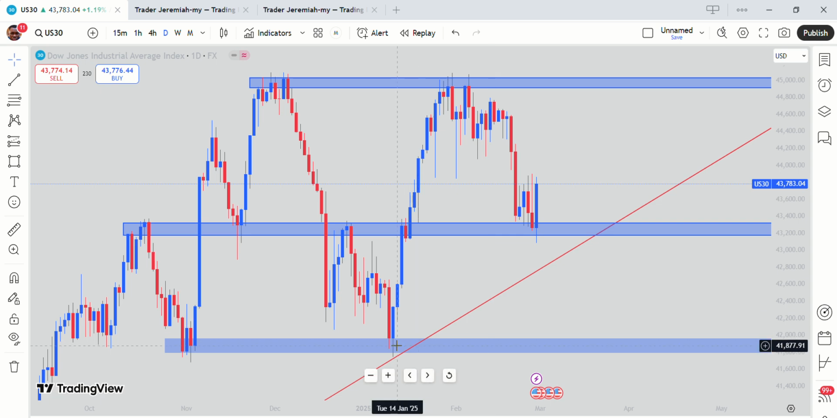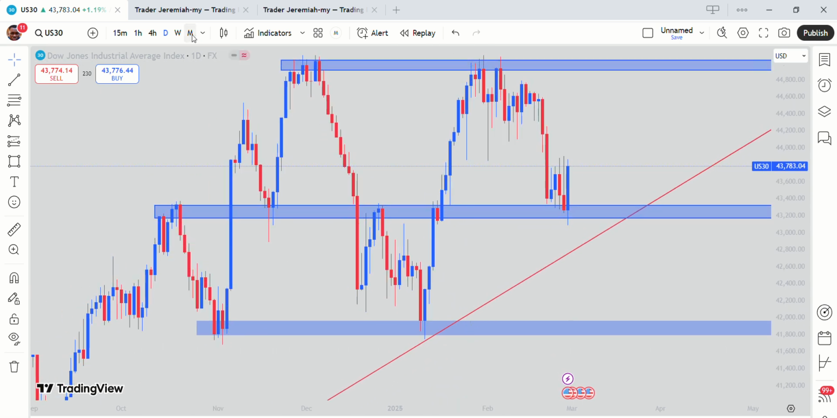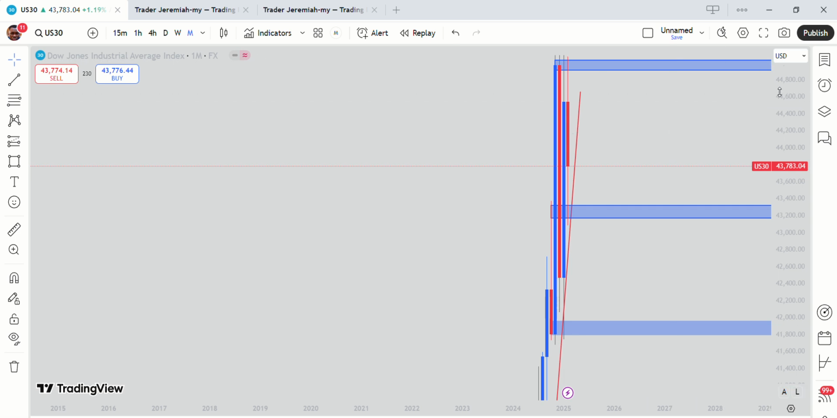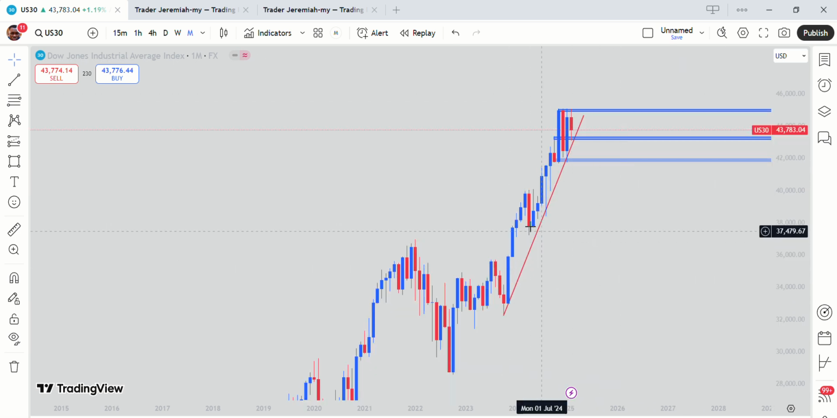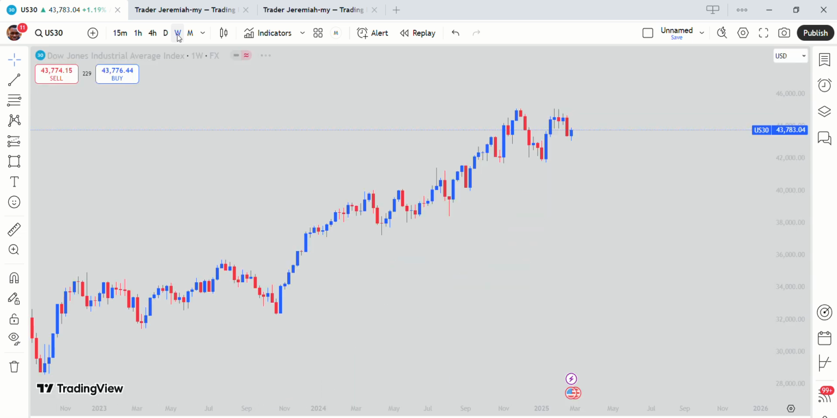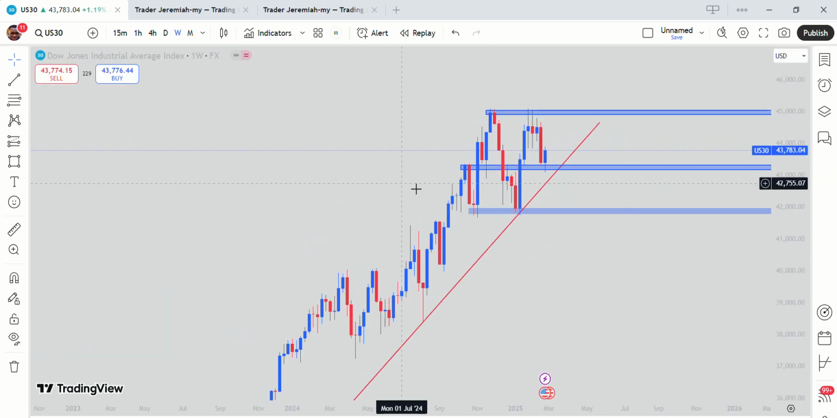So the overall direction of the market on the monthly time frame is bullish. This is how it looks on the monthly time frame. Everything was trending to the upside. Then I go to the weekly time frame to plot my key levels. These key levels are plotted on the weekly, but this one is plotted on the daily time frame. So I plotted my key levels on the weekly time frame.